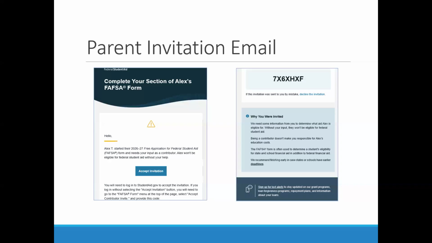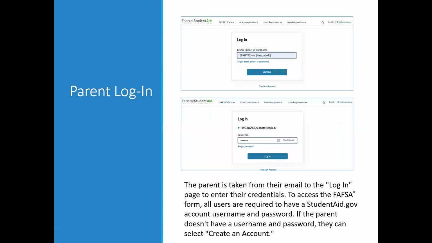So this is a screenshot of the parent invitation email. So the parent will accept the invitation by clicking the button, and then there will be a code that they are going to also have to provide when starting the FAFSA. The parent will log in using their FSA ID or studentaid.gov account. It's the same thing. We're just kind of transitioning what we're calling it. So they'll log in with their email, their username, and their password.